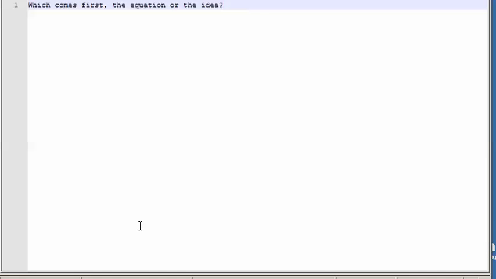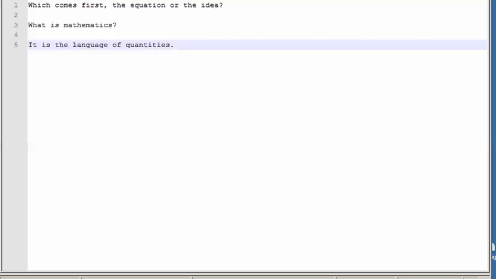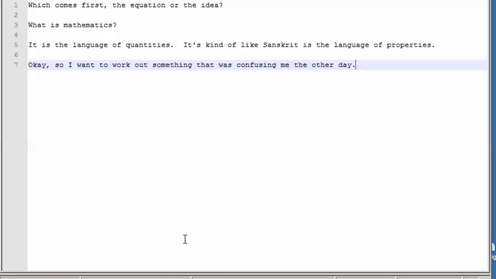Which comes first, the equation or the idea? What is mathematics? It's basically the language of quantities. It's kind of like Sanskrit is the language of properties. Okay, I want to work out something that was confusing me the other day.